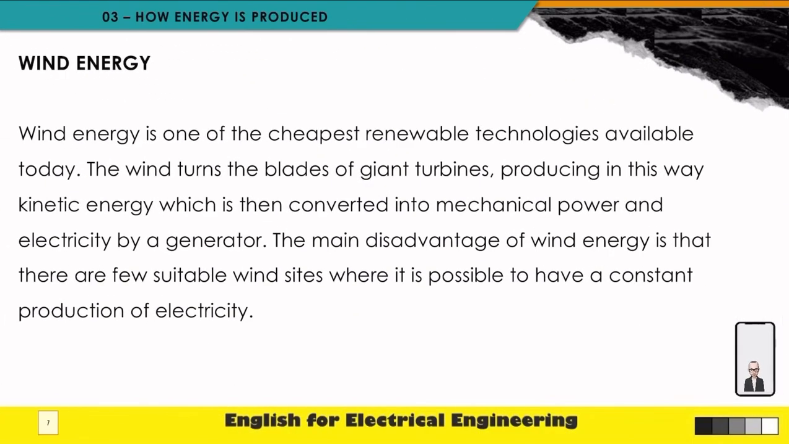Right, let's move on to wind energy. Wind energy is one of the cheapest renewable technologies available today. The wind turns the blades of giant turbines, producing in this way kinetic energy, which is then converted into mechanical power and electricity by a generator. The main disadvantage of wind energy is that there are few suitable wind sites where it is possible to have a constant production of electricity. So that was wind energy.